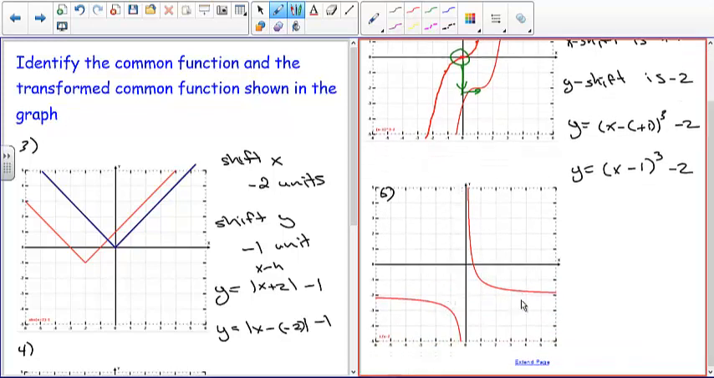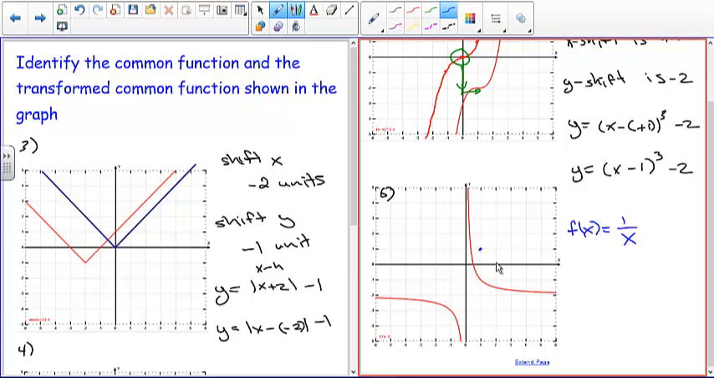Okay, this is a reciprocal function, and these always have asymptotes, so that's how they're different than all the other ones. Instead of going to infinity as you go to positive and negative infinity in x, the y values go to some asymptote. So the parent function is the reciprocal function, which is 1 over x. So when you have x equals 0, it's undefined. When x equals 1, you get 1. So you get 1 comma 1.